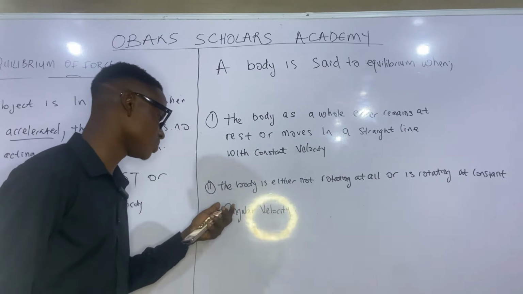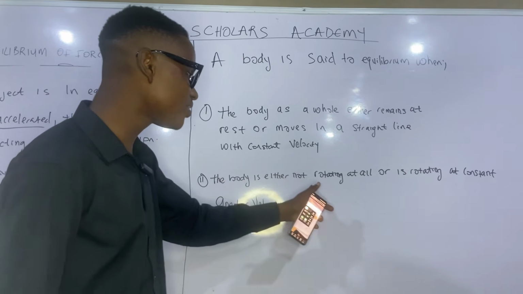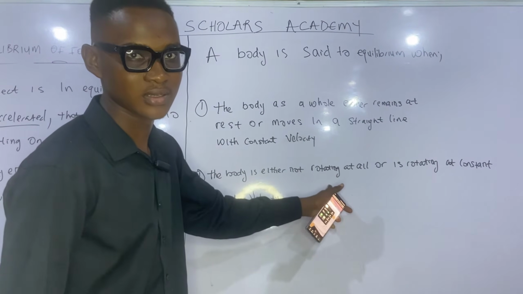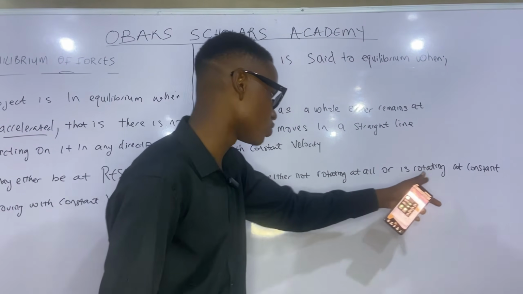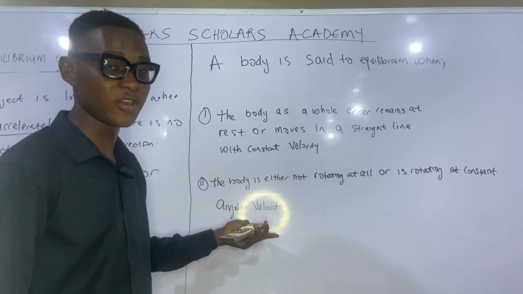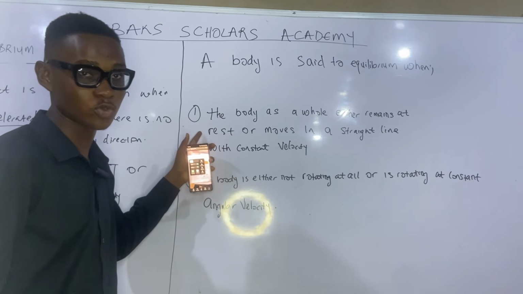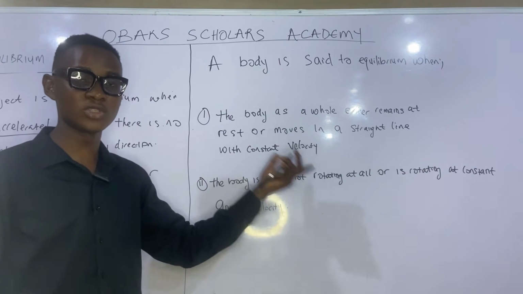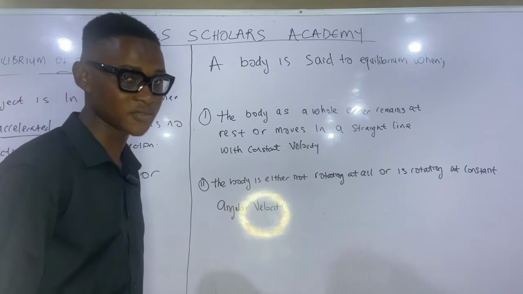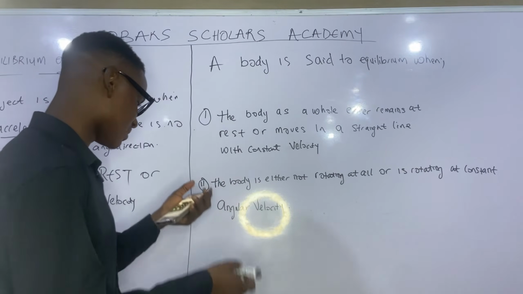The second condition is if the body is either not rotating or is rotating at constant angular velocity. Just the same thing as the first one, but this one we're talking about rotation, angular movement. Do we understand? So that is that.